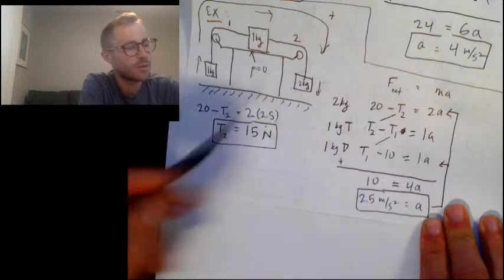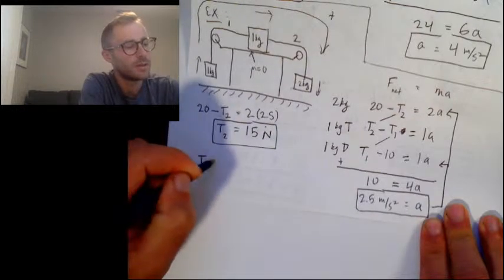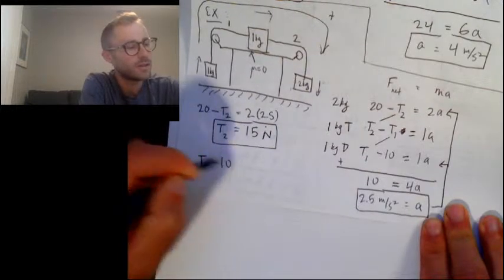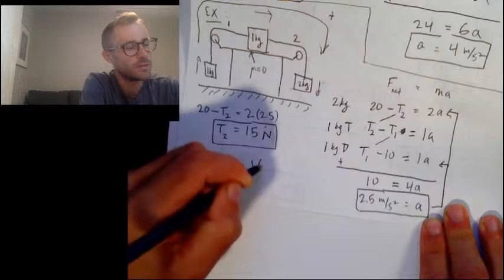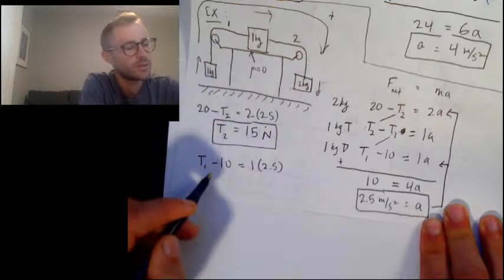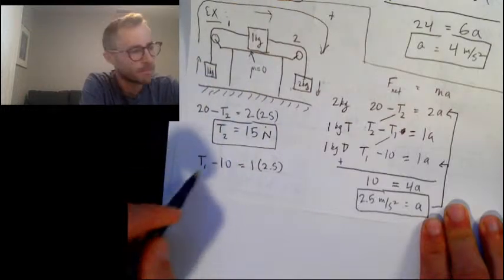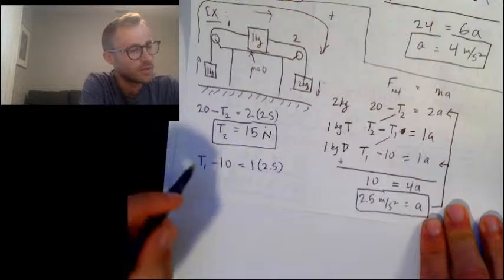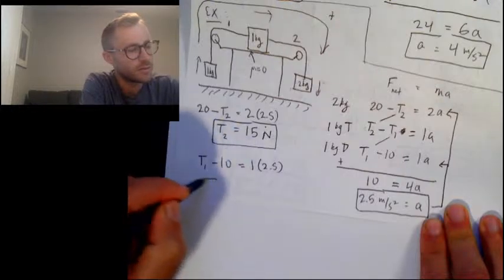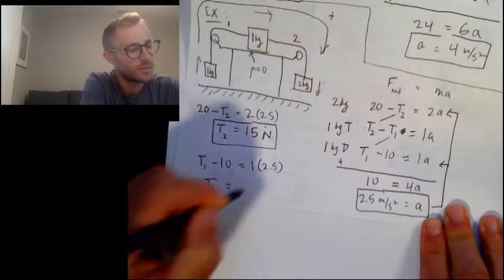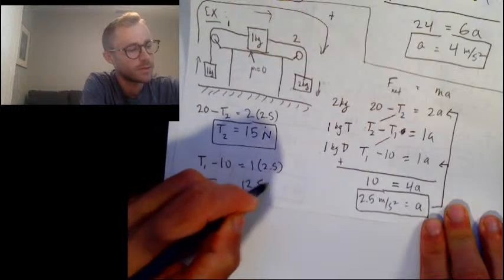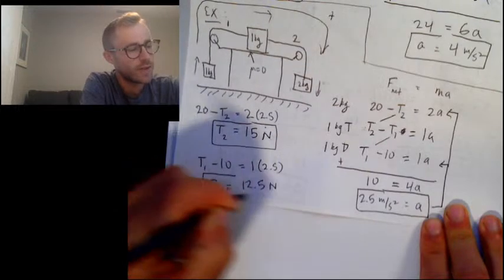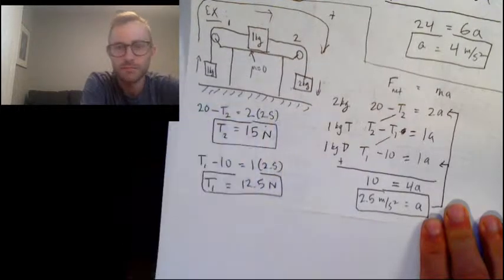Plugging into the bottom equation, we have T1 minus 10 equals 1 times 2.5. So that says that T1 equals 12.5 newtons. So we can see that it is as expected: T2 is bigger than T1.